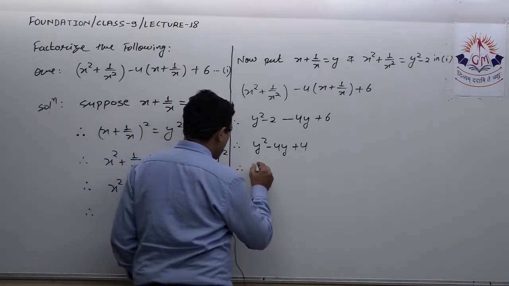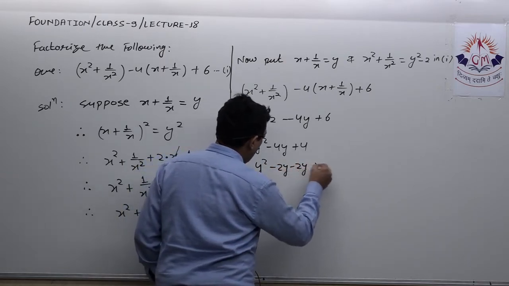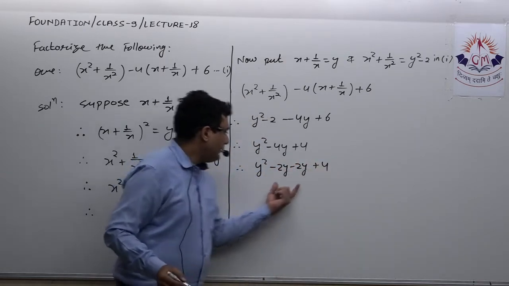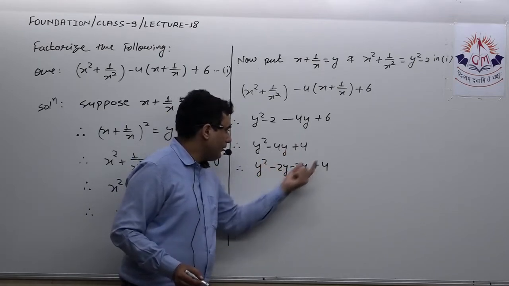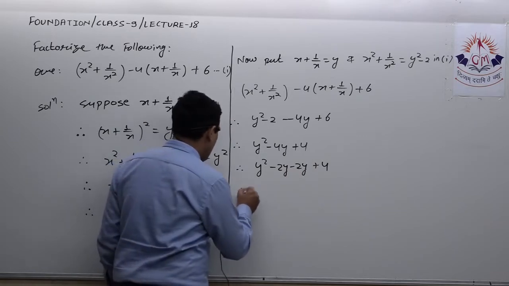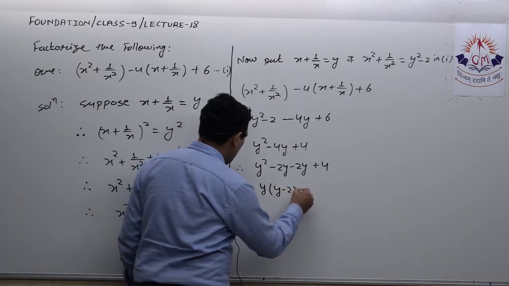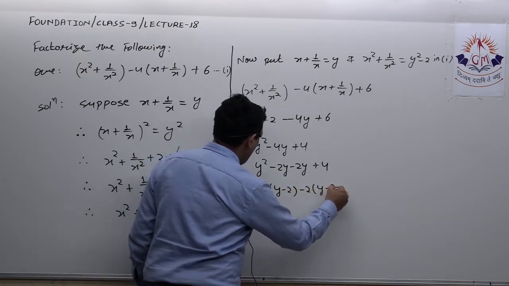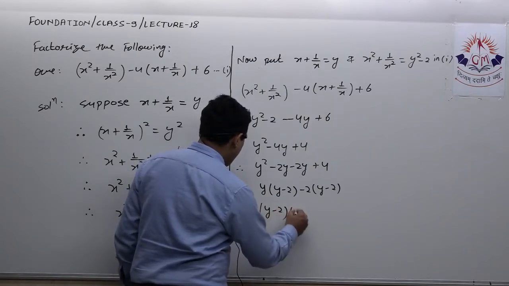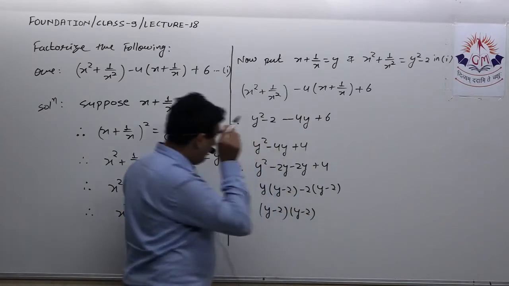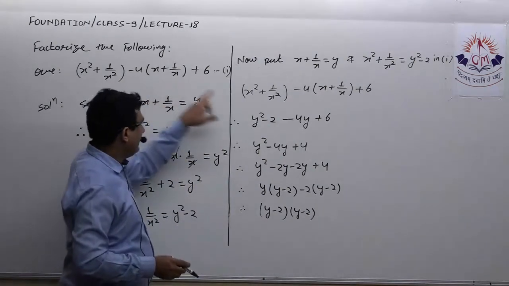Here I can write y square minus 2y minus 2y plus 4. You can check minus 2y minus 2y is minus 4y, and their product is 4y square. So this is absolutely okay. Here I will take y common, so y minus 2. Here minus 2 common, so y minus 2. So ultimately here I will get y minus 2, y minus 2. But these are the factors in terms of y. I need to find the factors in terms of x.